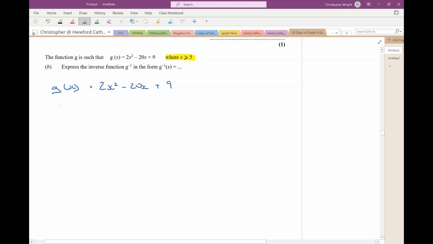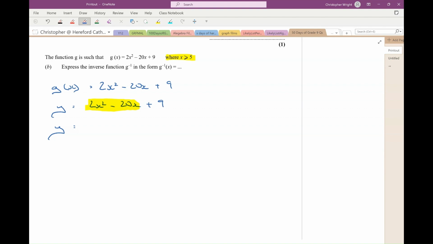Well, what we normally do, of course, is we write y equals 2x squared minus 20x plus 9, and now we need to make x the subject. And in order to do that, we complete the square on the right-hand side. So I'm completing the square on the right-hand side. So I am going to ignore the plus 9 and write that down later. So I'm really only interested in these two terms here.